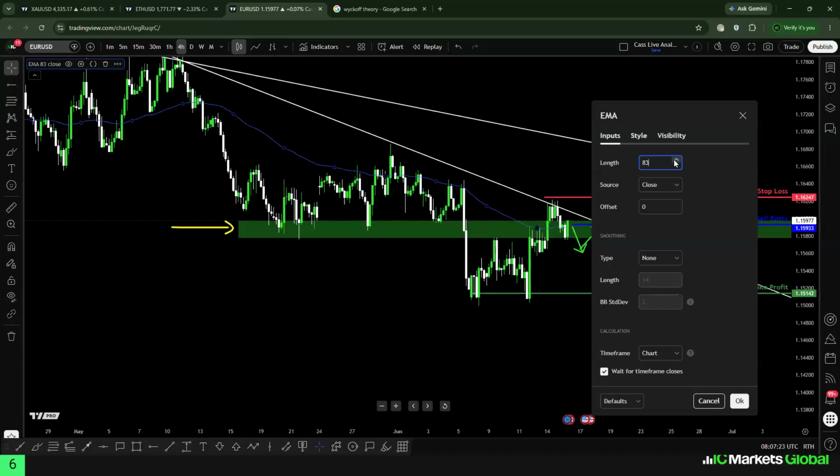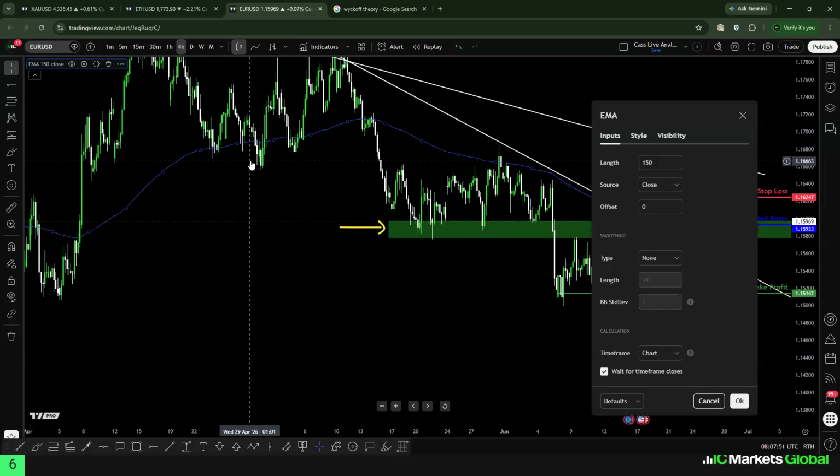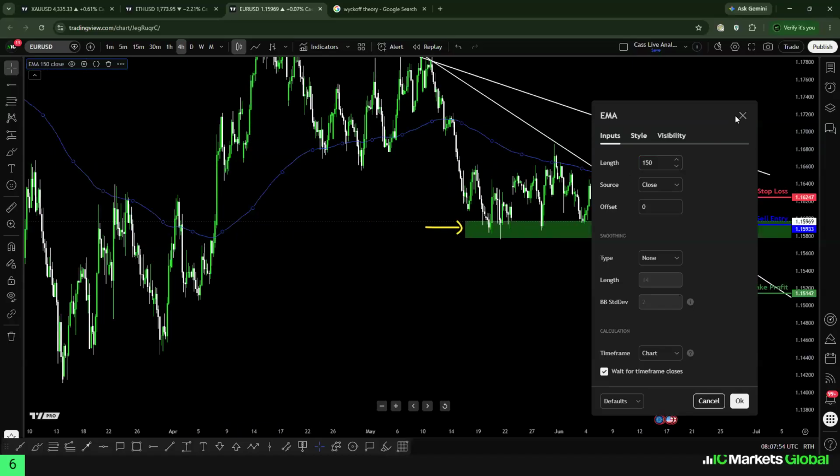80, 90, 100, 120. Okay, the natural moving average doesn't really work. 150. I guess 150 works-ish. Not exactly the best, but yeah.